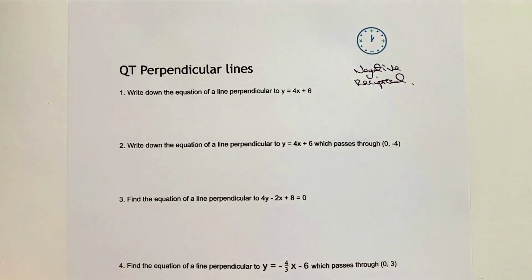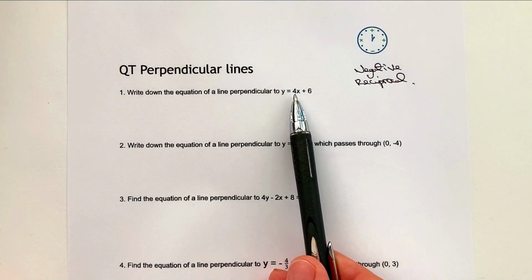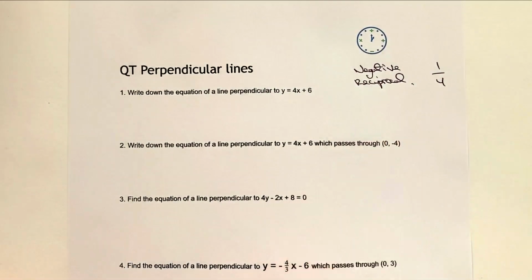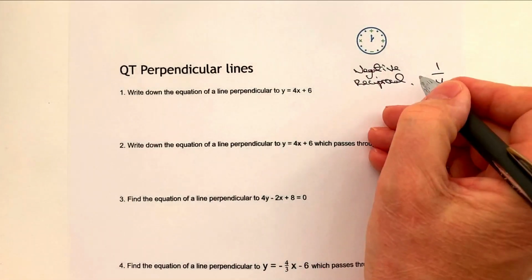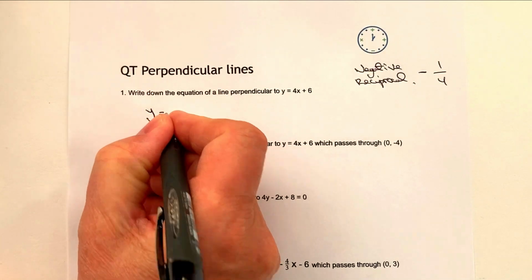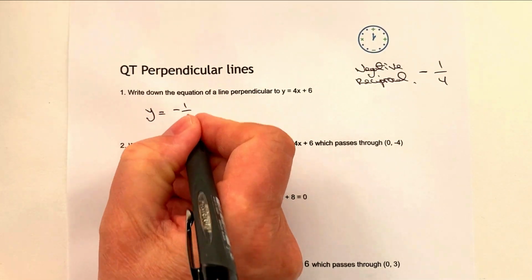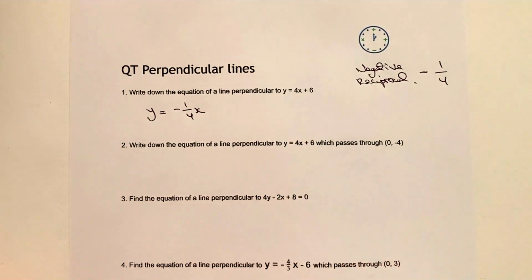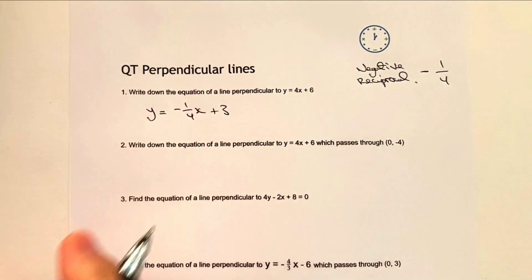So all we mean is that the reciprocal of 4 is 1 over 4, and the negative of that is minus 1/4. So that's pretty much it, that we can write this equation down as y equals minus 1/4 x, and then it doesn't really matter what the value of c is, so my plus 3 or something like that doesn't matter.